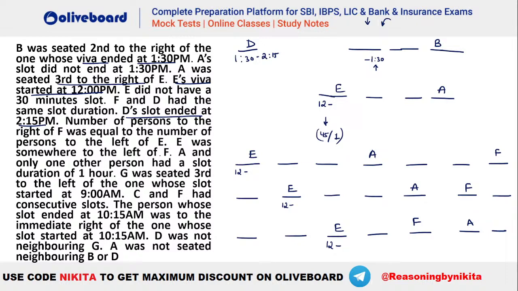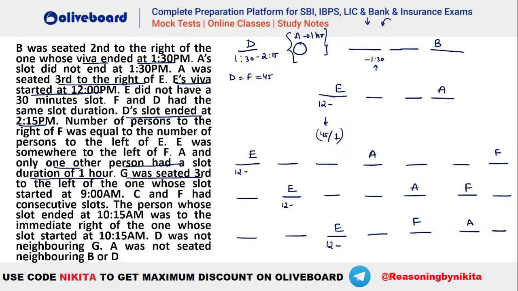After that, it is said A and only one other person have a slot duration of 1 hour. So we know that A has a 1 hour slot duration, and there is only one other person apart from A who has a 1 hour slot duration. So there are only 2 persons having a slot duration of 1 hour. And we know that D and F have a slot duration of 45 minutes. Now let's see what is given.